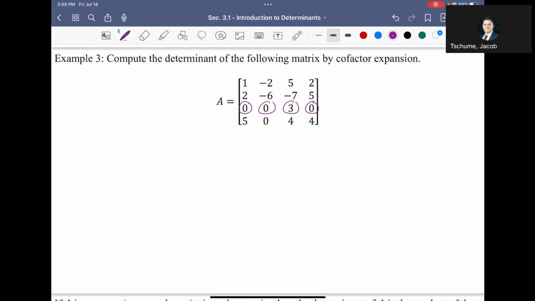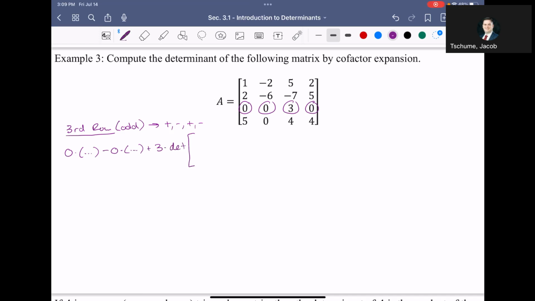So if I choose to use the third row, right? Once again, that is an odd row. So that tells me that I'm going to start with a positive and I'm going to alternate 4 times. Negative, positive, negative. So when I do this, the first number is 0, so technically it's positive 0 times we don't care. Then minus 0 times, once again, we don't care. Here's the one we do care about. It's positive 3 times the determinant of that submatrix.